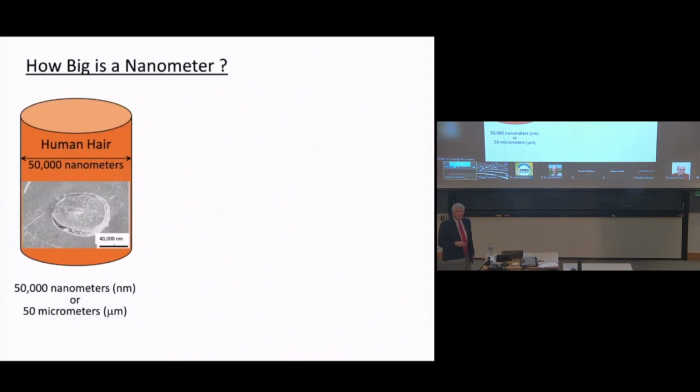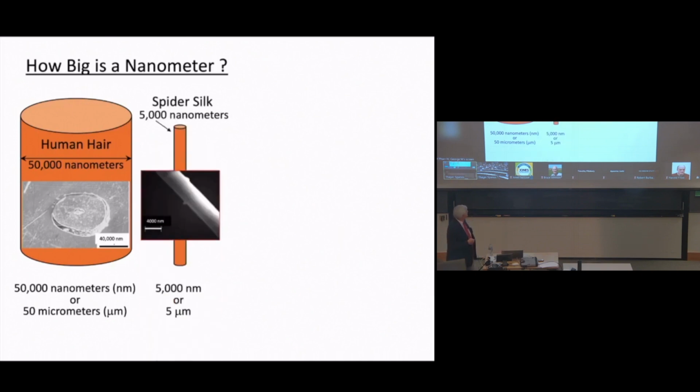Now, this crowd probably knows this, so I won't go into detail, but a lot of folks don't appreciate how big a nanometer is. The way I like to start off is simply to say the smallest thing that we think of is our hair, right? Well, a hair is 50,000 nanometers, so it's not very small, actually. You go down a factor of 10, a spider silk is 5,000 nanometers, so we're still not really very small.